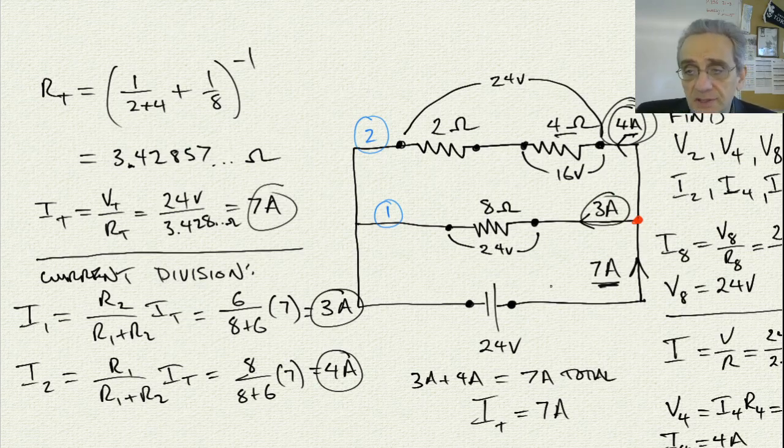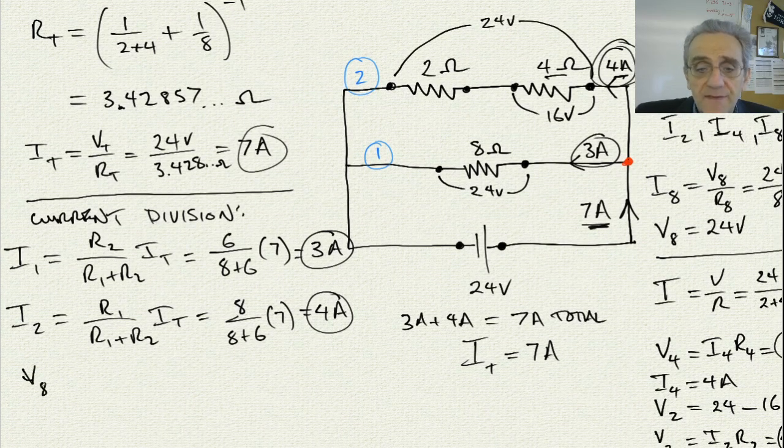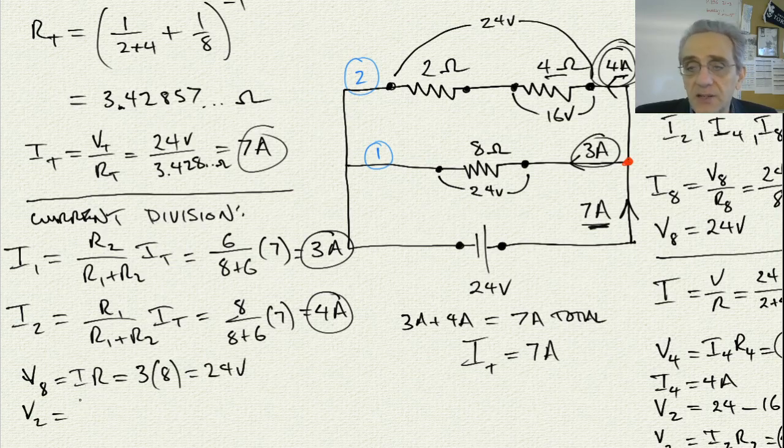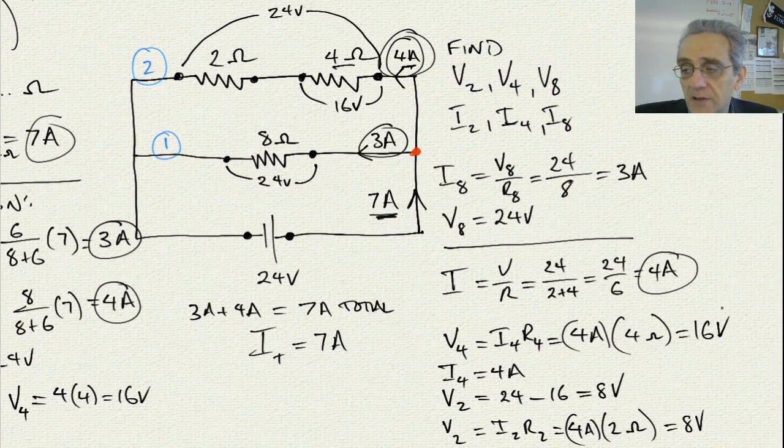Now, once we get those currents, all we need to do to calculate the voltage drops across each resistor is to say V8, for example, is IR. No problem. We know the I, it's 3 times 8. That's 24 volts. Done. V2 is equal to IR again. In this case, it would be 4 times 2. That's going to give me an 8 volt drop. And V4, the 4 ohm resistor, is IR again. It's 4 times 4, and that's going to give me 16 volts. And so you see, I got the correct answers. V4 was 16 and V2 was 8.